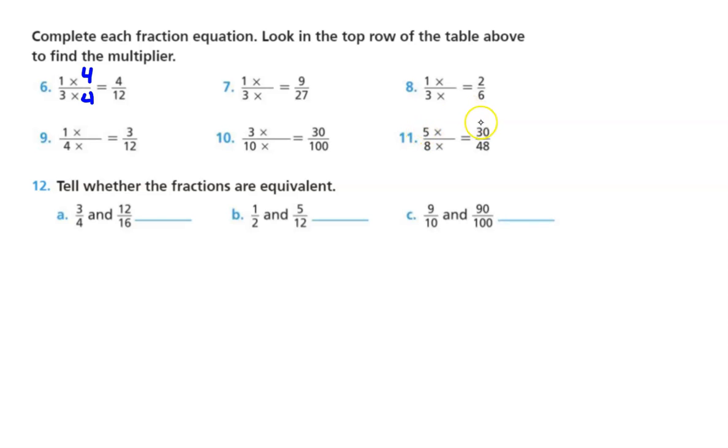Come down here to number 11. How do I get from 5 to 30? That's going to be times 6. So how do I get from 8 to 48? Also times 6.